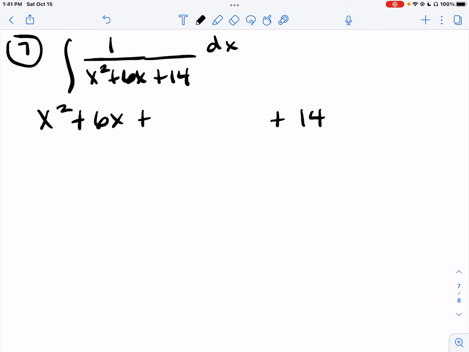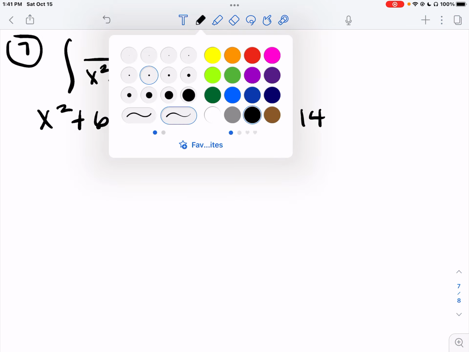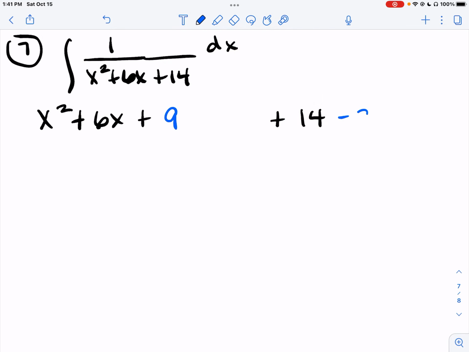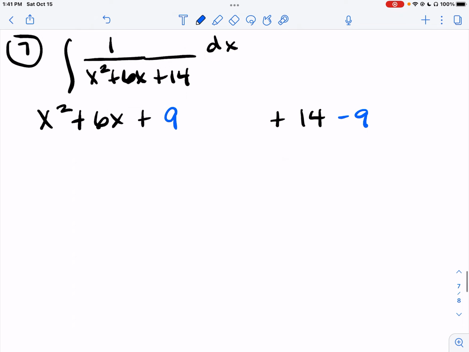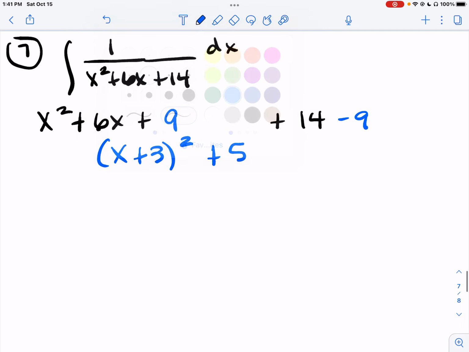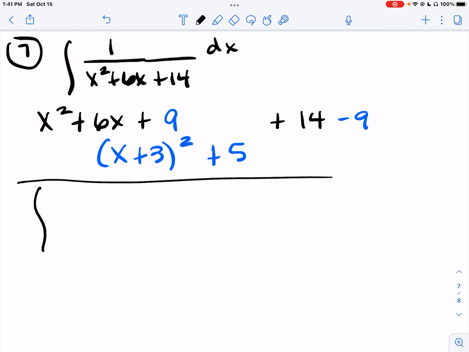Okay, I take half of 6. Half of 6 is 3, and then I square it. So I'm going to add 9 and subtract 9. Plus 9 minus 9 balances. That x squared plus 6x plus 9 is x plus 3 squared. And 14 minus 9 is 5. Okay, so this becomes this right here.